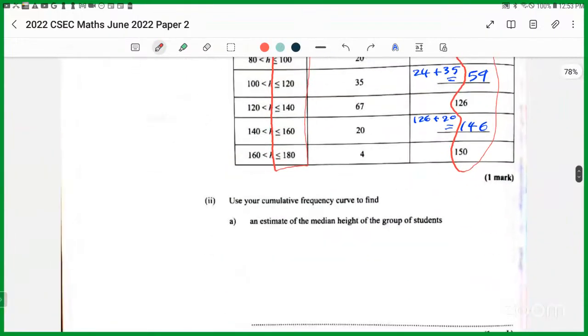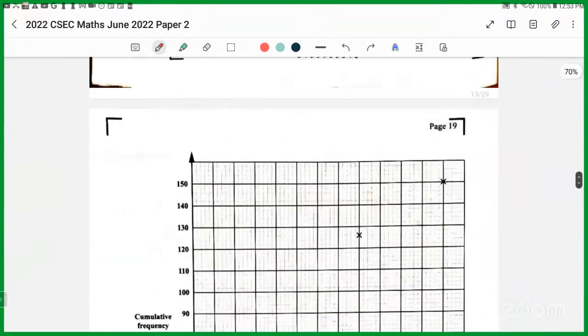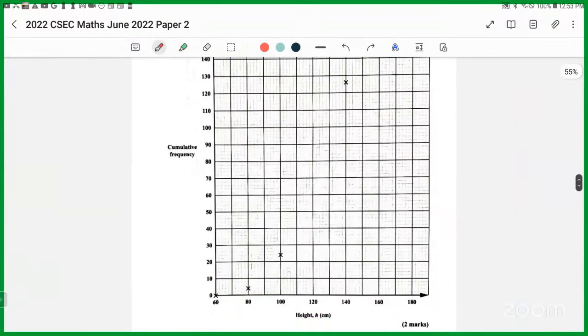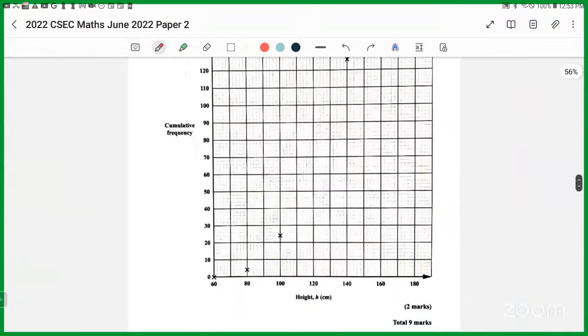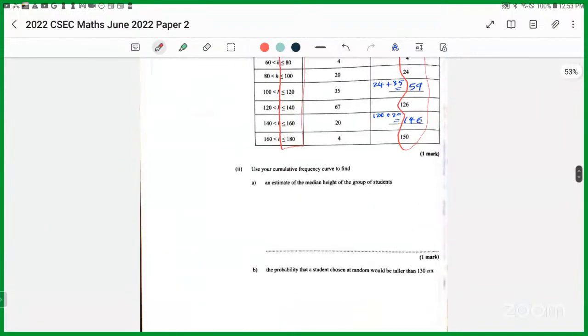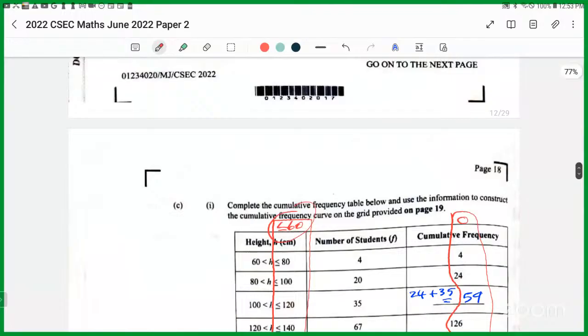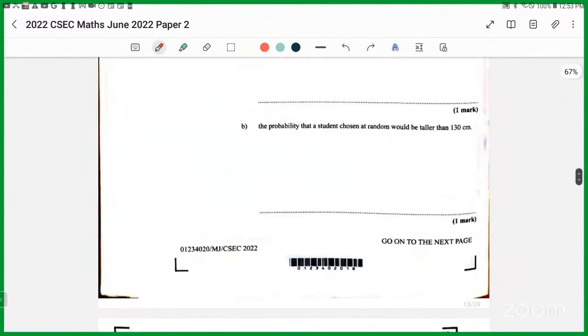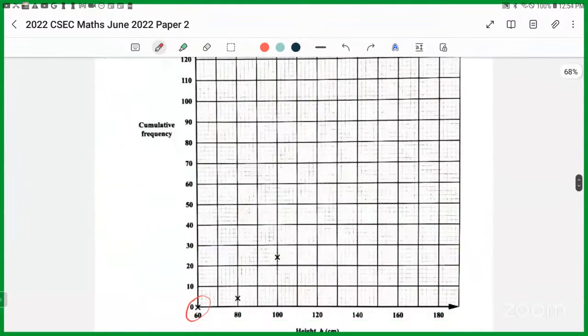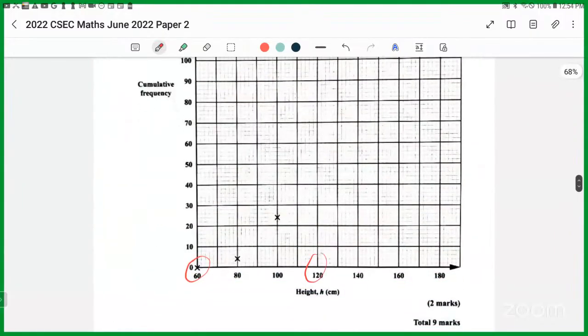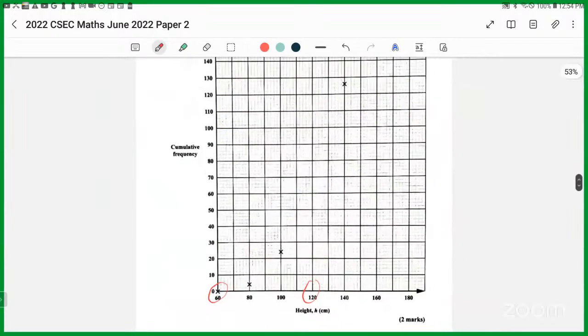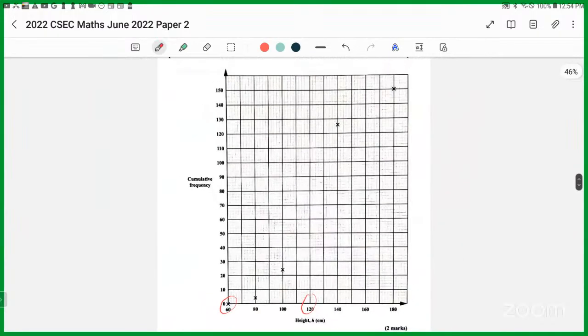Where's the graph? Right. Oh, they actually put on some of the points for us already. So you see they put on the 60, 0 for us already. I was telling you, see? They put it on for you already, 60, 0. So which point is missing? The points that are missing are 120 and 160. Those are the values missing.